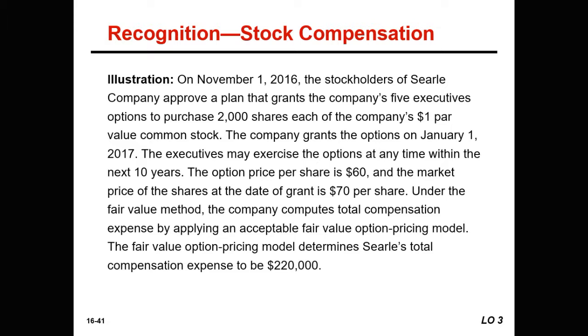The option price per share is $60, and the market price of the shares at the date of the grant is $70 per share. Under the fair value method, the company computes the total compensation expense by applying an acceptable fair value option pricing model. The fair value option pricing model determines that Searle's total compensation expense to be $220,000.